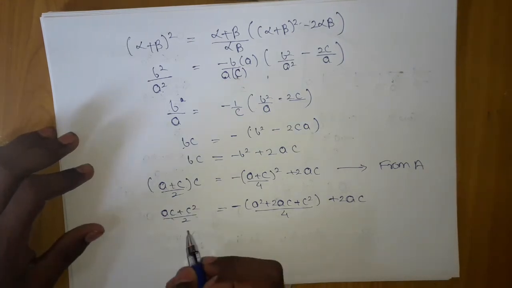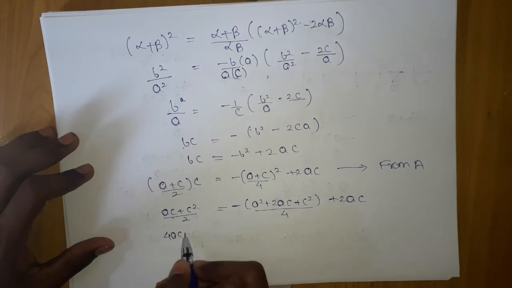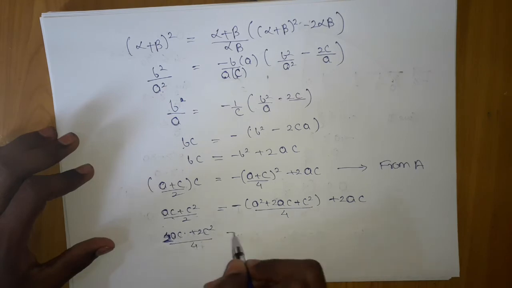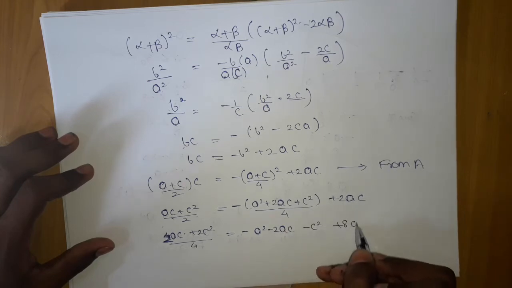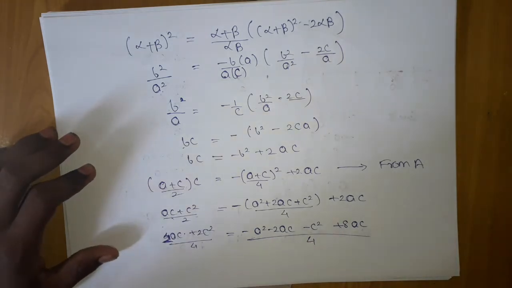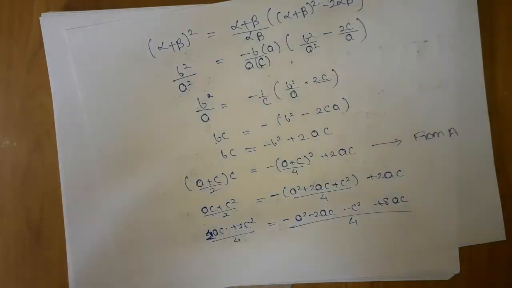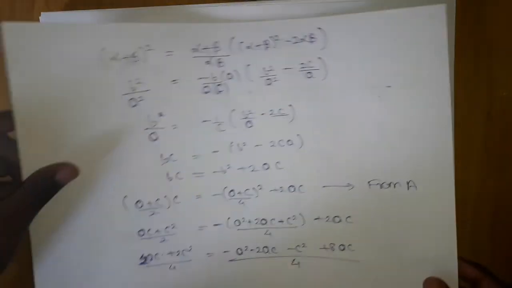We want to make the denominator 4 everywhere. How will we create it? 2ac plus 2c square, this will become 4, minus a square minus 2ac minus c square, plus 8ac, all over 4. So we got this final expression. Let me take the next page. So we got this thing.